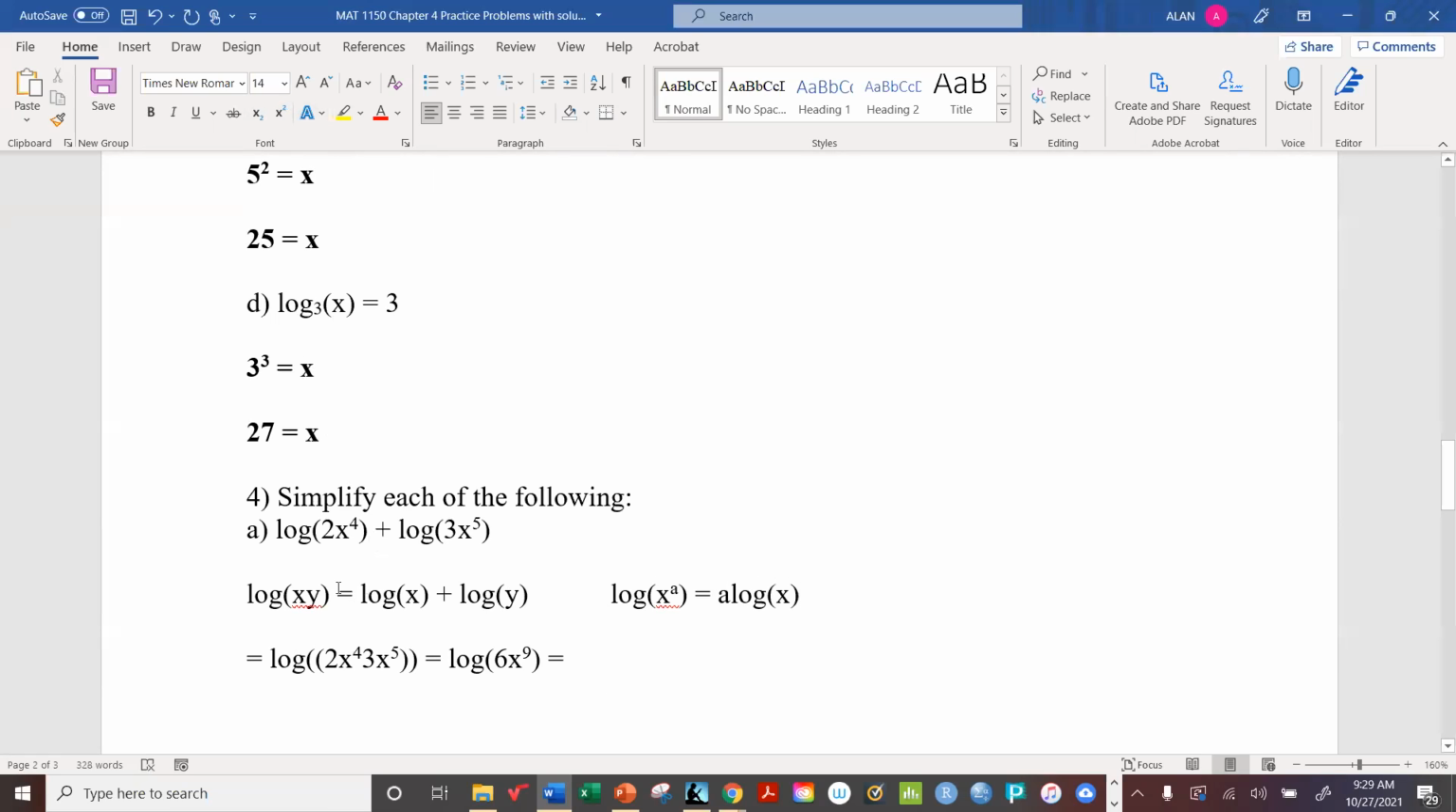Okay, so these are two reminders. So let's put these over here. So in other words, by multiplying these together, 2x to the fourth, 3x to the fifth, I have 6x to the ninth. If I want to, it's not absolutely necessary, I can rewrite this as 9 log of 6x, and I'm done.